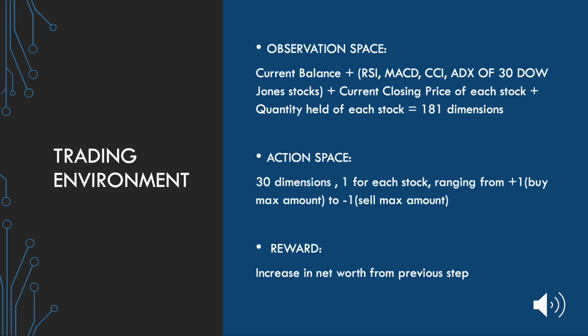So this is how my trading environment is set up. The observation space consists of the current balance available to the trading bot, as well as the RSI, MACD, CCI, and ADX of the 30 Dow Jones stocks. These are basically technical indicators using which the bot has knowledge of the price fluctuations of all the 30 stocks. And I also included the current closing price of each stock and the quantity held of each stock.